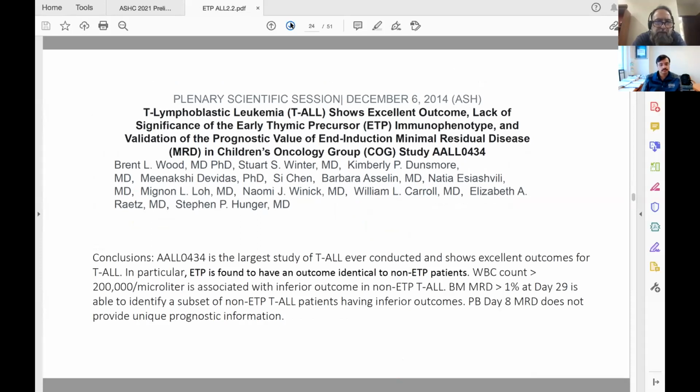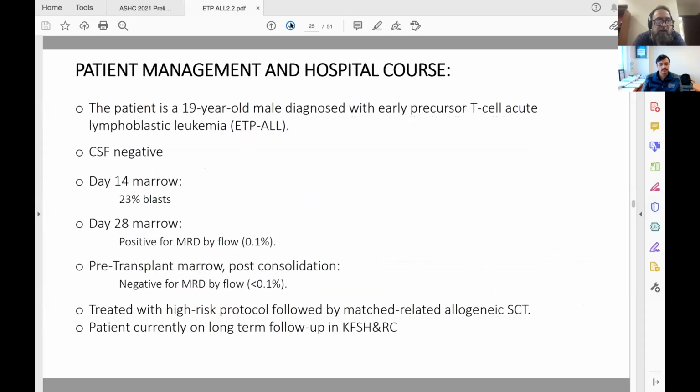I don't know if this paper has been published or not, but I attended this personally, and this was really eye-opening, because at that time everybody thought ETP in children was similarly bad as in adults, but it seems that with maybe DEXA and aggressive chemotherapy at early age, the difference kind of melts away. So it didn't seem that there was any difference in outcome there.